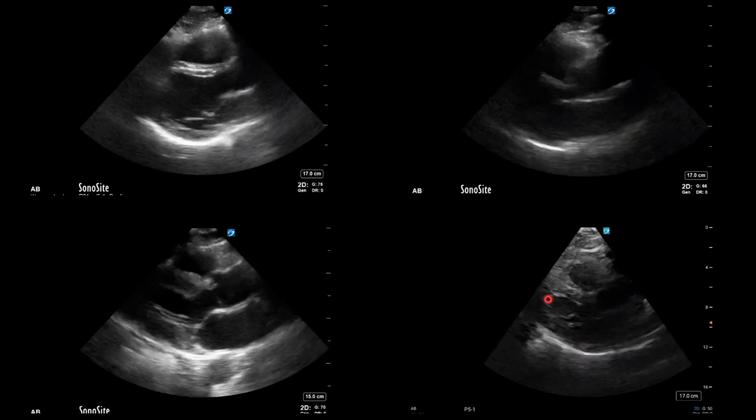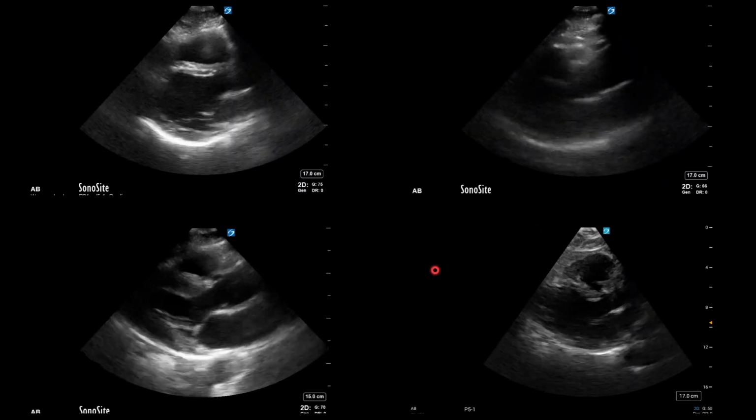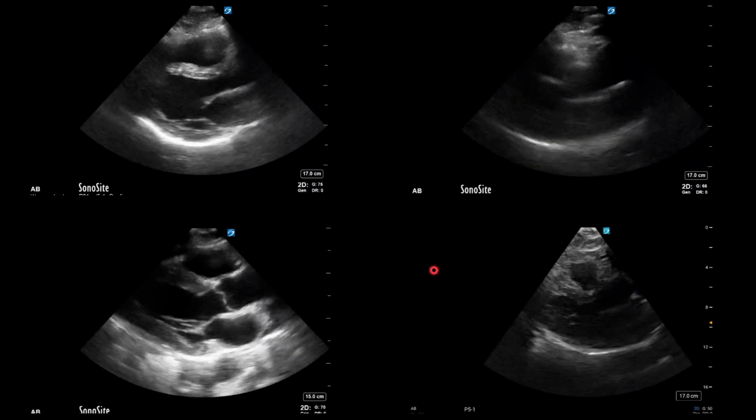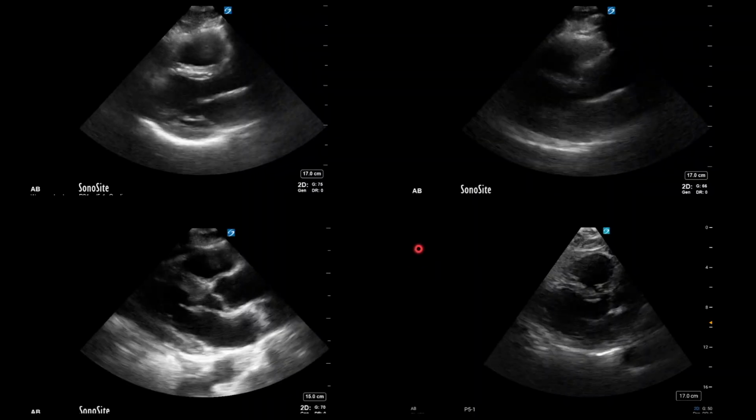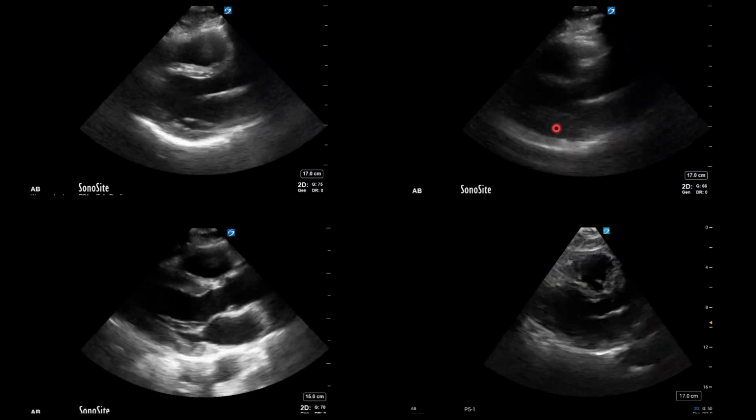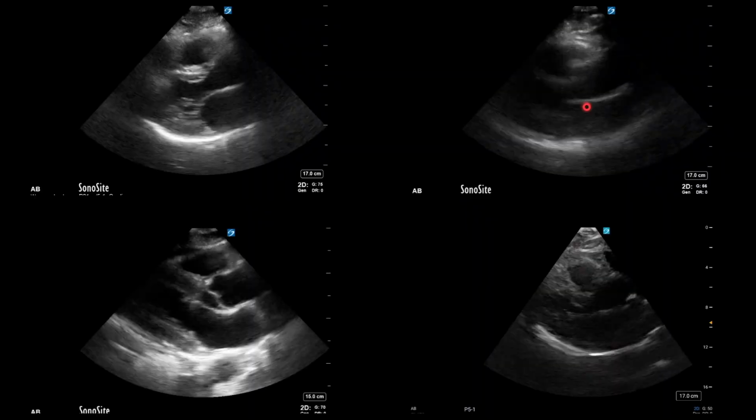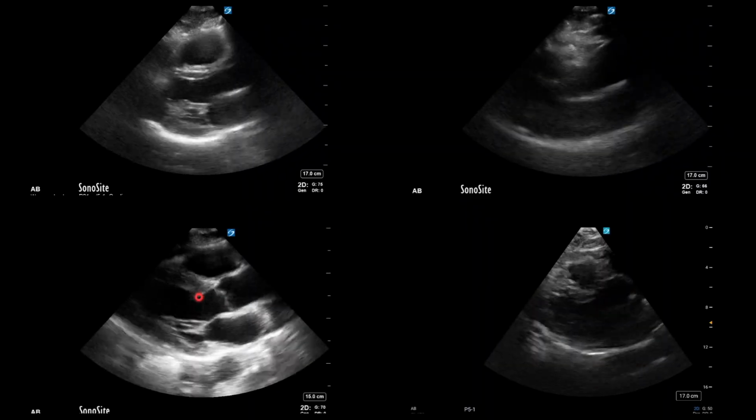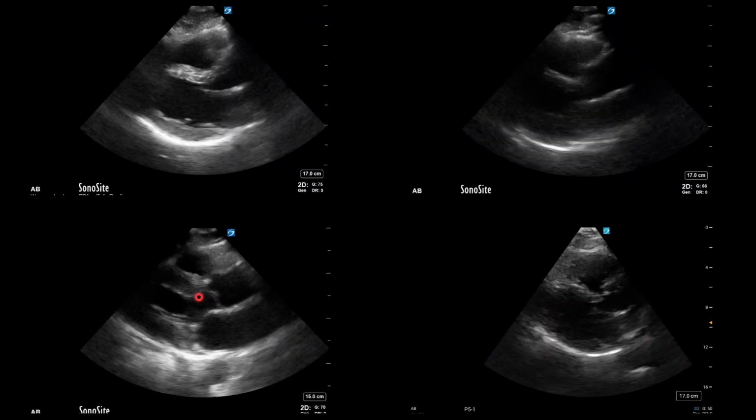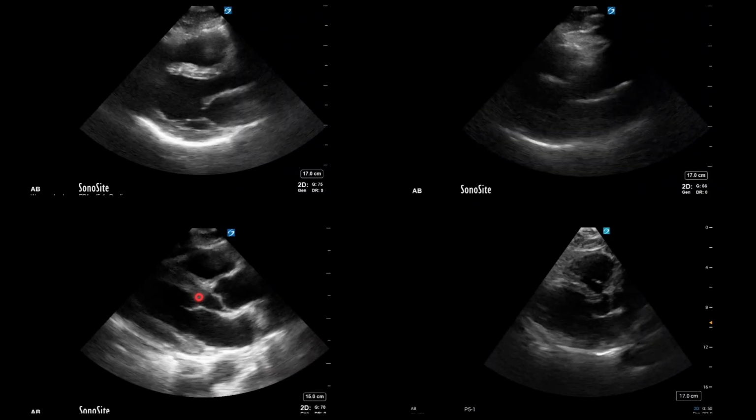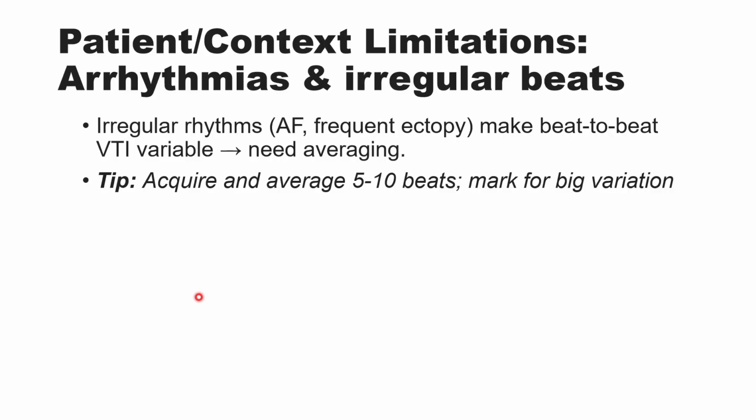The reason I am showing you all these 4 different images is to understand that although we are talking about the left ventricular outflow tract, LVOT, as a cylinder, it may not be the case in your patient. So always look at the parasternal long axis view, look at the shape of the left ventricular outflow tract, and then you do the VTI, and then you do the calculations of what may be the cardiac output or stroke volume. Let's talk about some patient and context limitations.